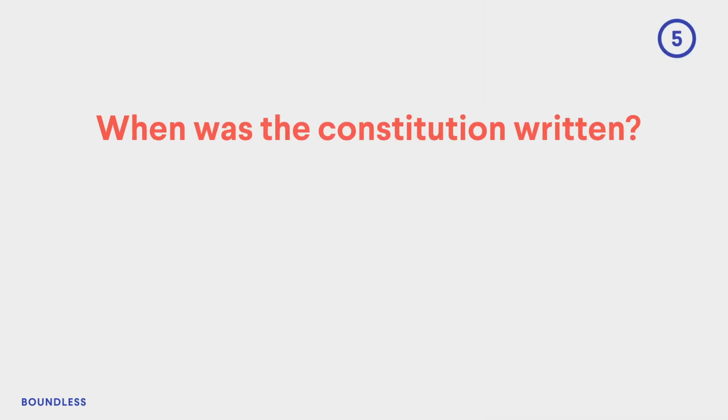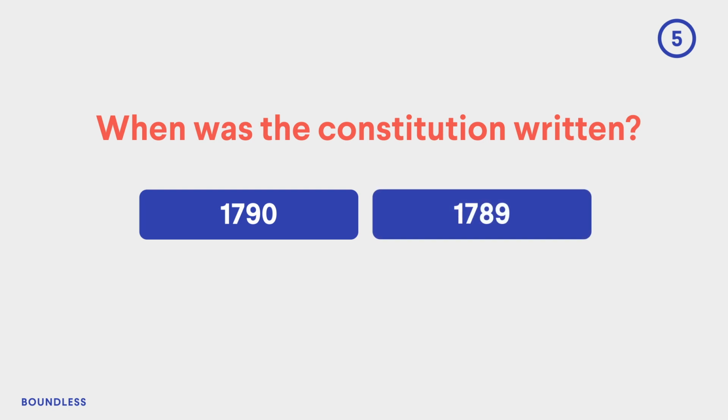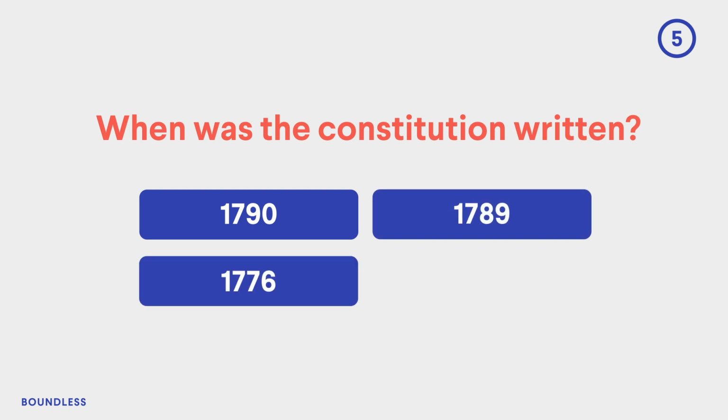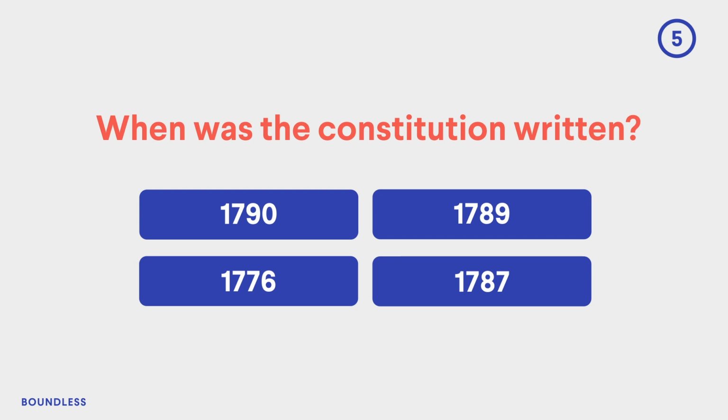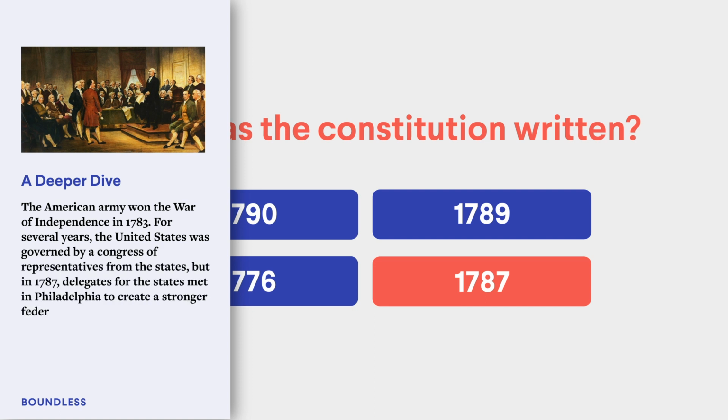When was the Constitution written? 1790, 1789, 1776, 1787. Answer: 1787. The American Army won the War of Independence in 1783.